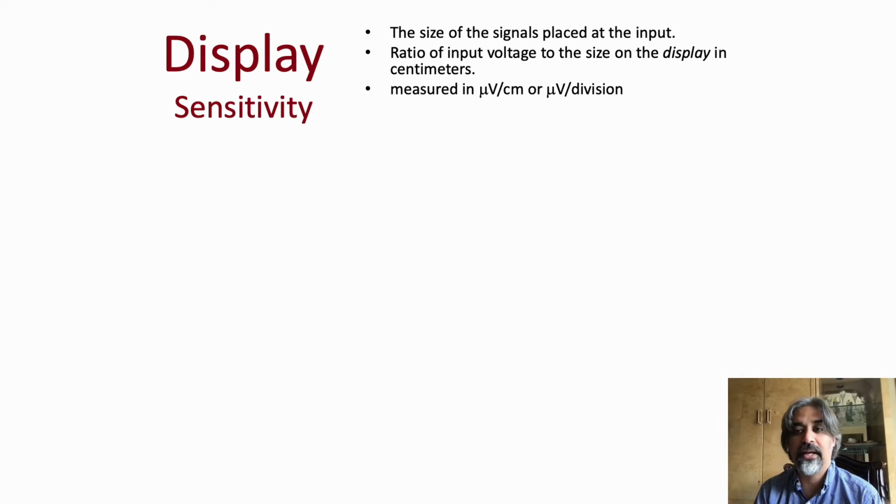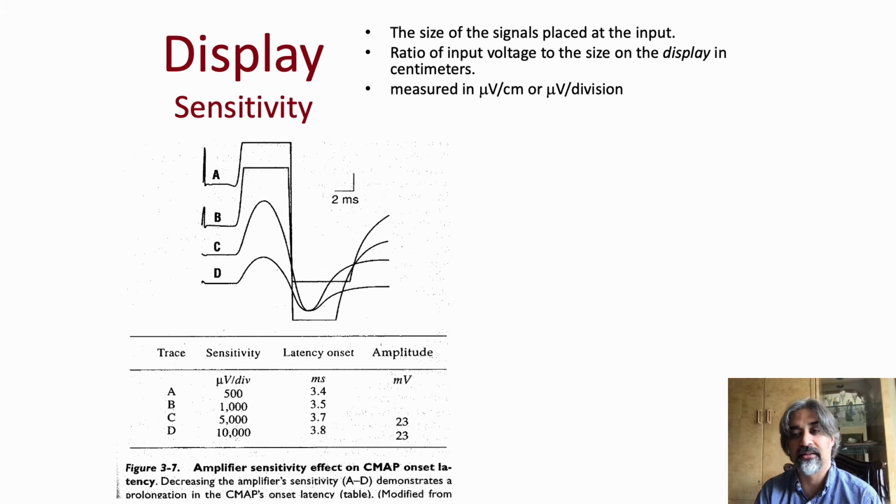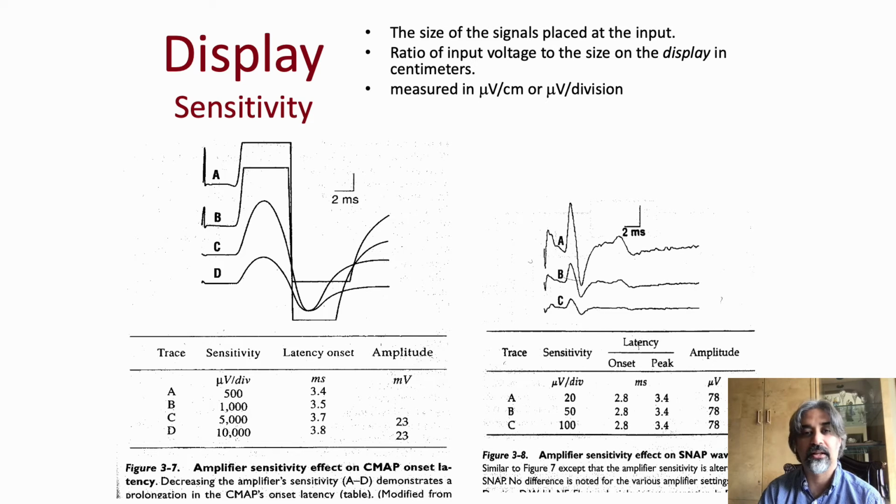Your machine probably has a knob labeled gain. When you crank this up, it magnifies the waveform. That zooming in effect on the screen is actually called sensitivity, but the machines all say gain. Anyway, with a CMAP, if you crank up enough, you can see the onset latency a little better, and you'll probably be able to move it over to the left a bit more. This is not seen with sensories.